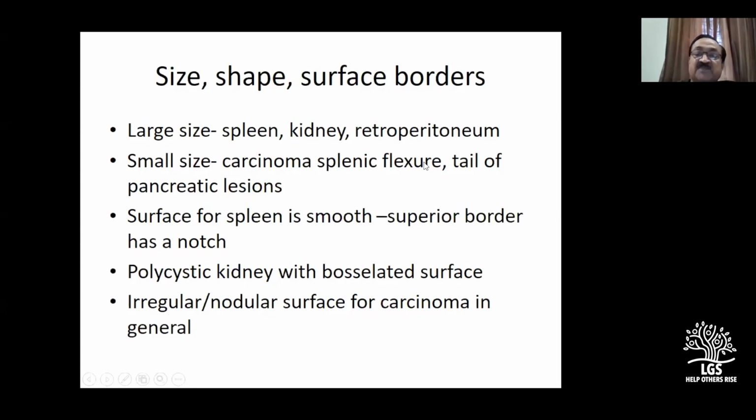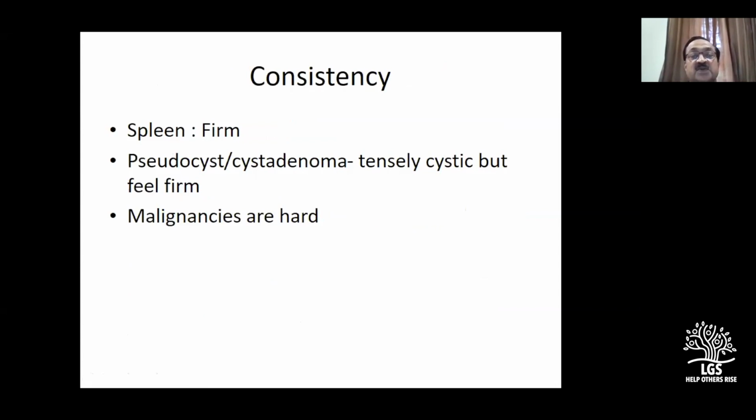Small size carcinoma, splenic flexure, or tail of the pancreas. An irregular or nodular surface is typical of carcinoma in general. Whether it's carcinoma gallbladder, carcinoma stomach, carcinoma colon, this is typical of an irregular nodular surface in carcinoma. You talk about consistency. Yes, the majority of the spleens, whatever we feel, are firm in consistency. Even the cystic tumors which arise from the tail of the pancreas may have a cyst, but they are tensely cystic, so they all feel firm.